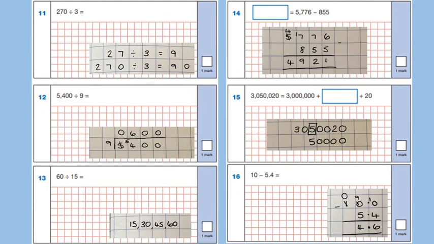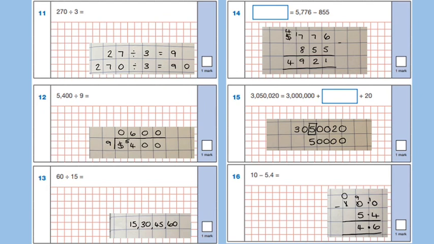Now for this method, straight away I could see that there is a relationship between the number 27 and 3. So I've actually divided my number by 10, and instead of doing 270 divided by 3, I've done 27 divided by 3, and I know 9 lots of 3 are 27. So therefore, if 27 divided by 3 is 9, 270 divided by 3 must be 10 times greater, because 270 is 10 times greater than 27, which gives me the answer 90.